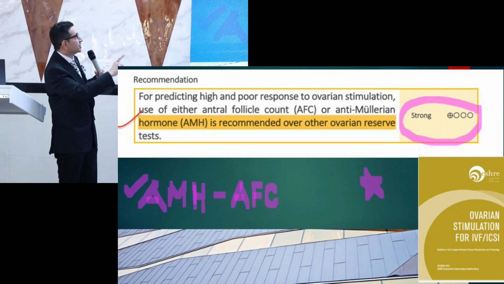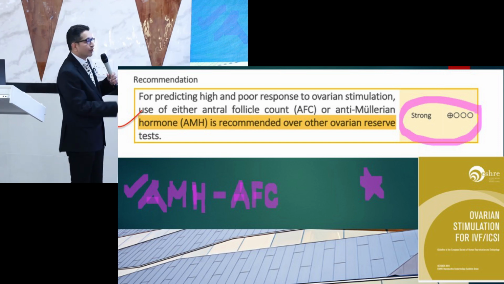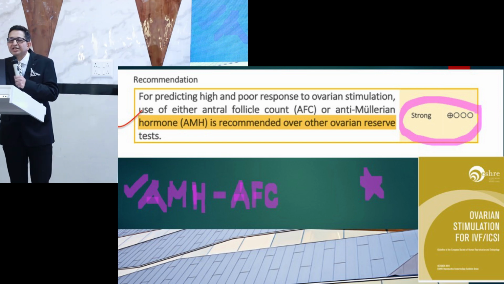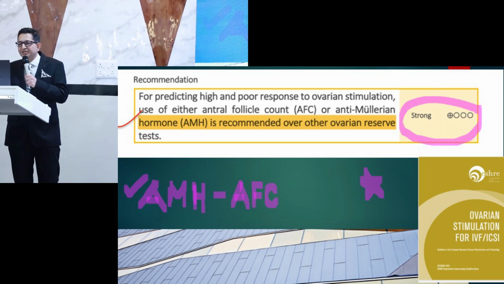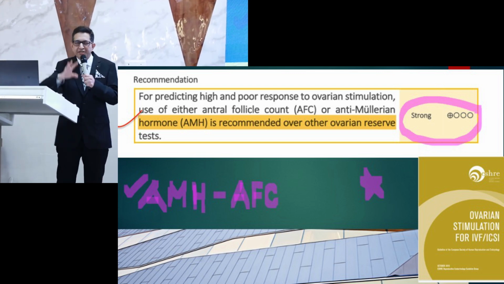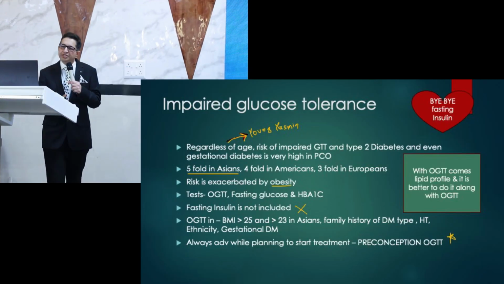These are the two investigations and a strong recommendation 2019 which says that for predicting high and poor response to ovarian stimulation, use of either AFC or AMH is recommended over the other ovarian reserve testing. Very clear? So these are the two things which are important.